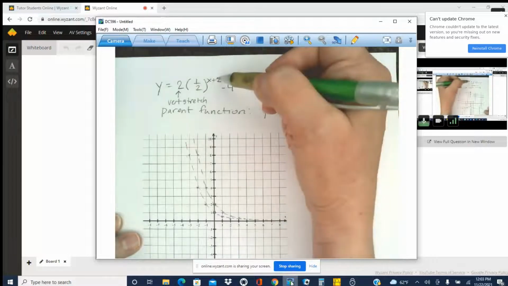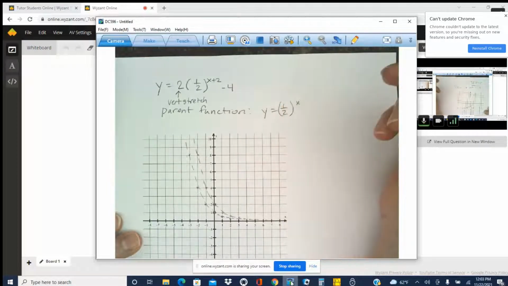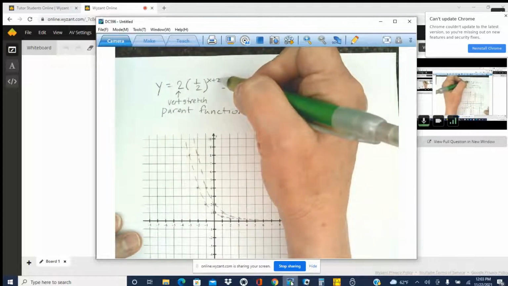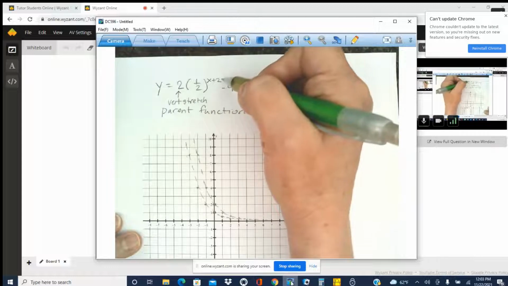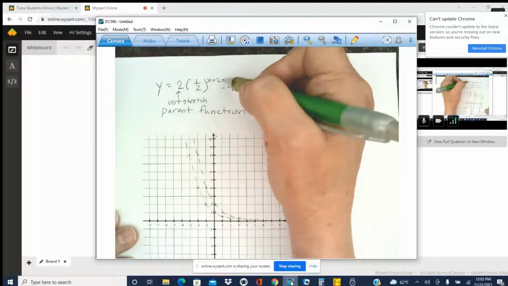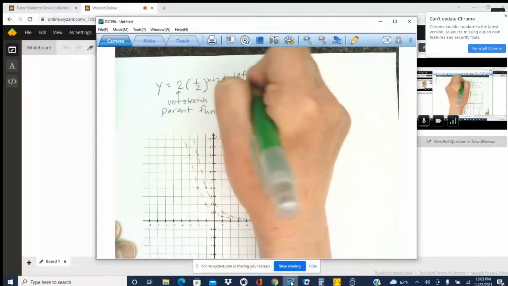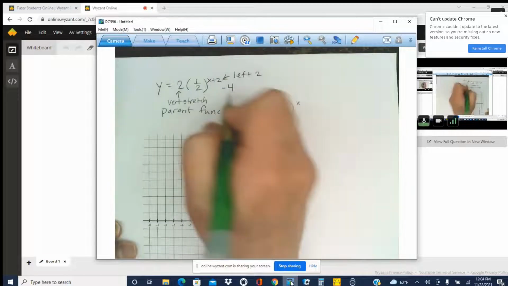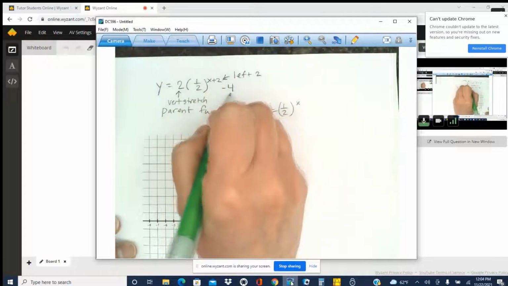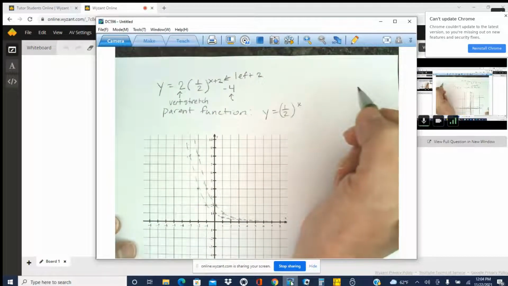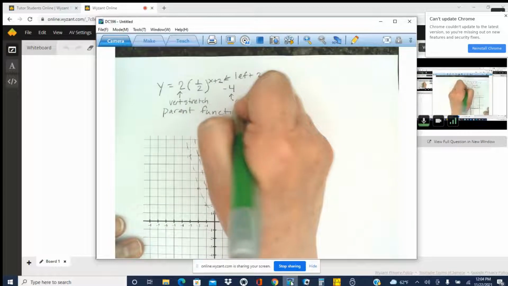Okay, what about the +2 and the -4? Those are translations because you're adding and subtracting. Inside our function, because it's up there with the x, we're going to get the opposite of what we see. So instead of moving to the right, it's actually going to move in the negative direction. It's going to move left 2 units. And then outside of our exponential function, what we see is what we get. So subtracting 4 means we're going to move in the negative direction with the y's, and we're going to move down 4.